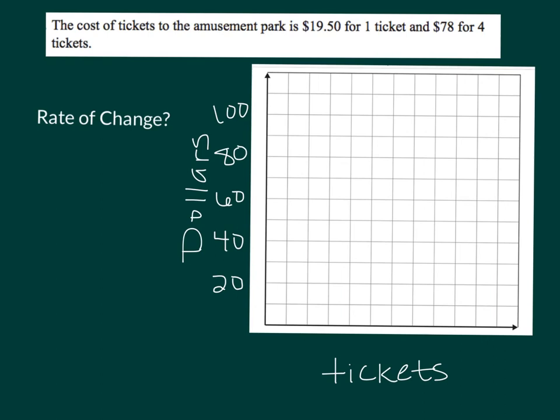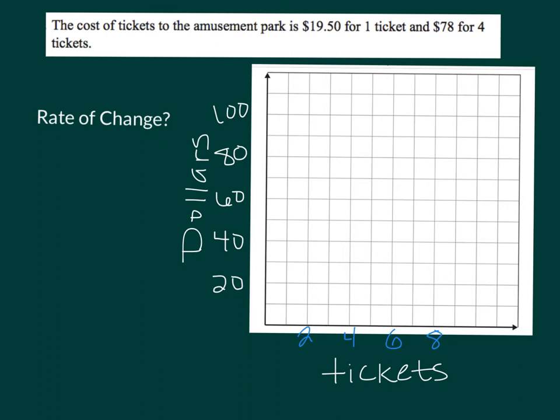Lastly, we have a word problem here. The cost of tickets to the amusement park is $19.50 for a ticket and $78 for 4 tickets. So I'm going to finish off this graph here, make my axis. I'm going to put 2, 4, 6, and 8, and so on there. Let's go ahead and plot these points. We're going to just guess here.